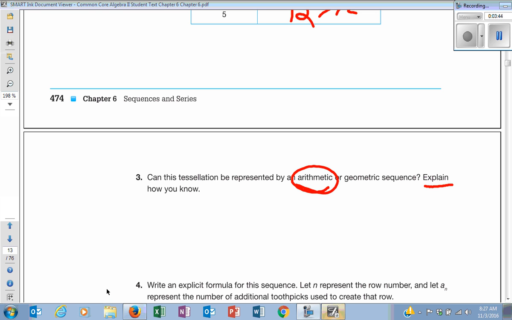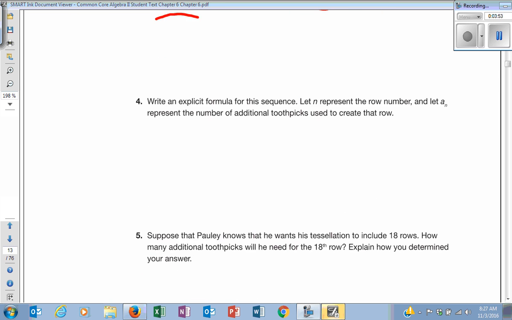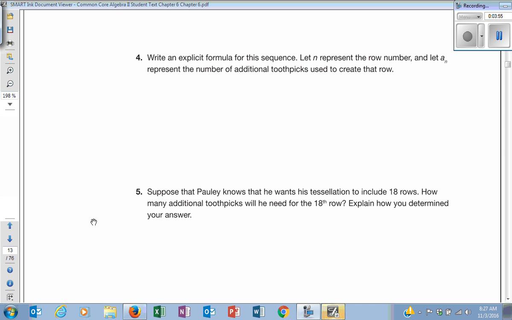So how can I explain that I know? Because I'm adding the same number each time that I go up. That would be enough explanation for me. Write an explicit formula for this sequence. Let n represent the row number, and let a n represent the number of additional toothpicks used to create that row. So, a n, what did our explicit formula say? A1 plus d times n minus 1.